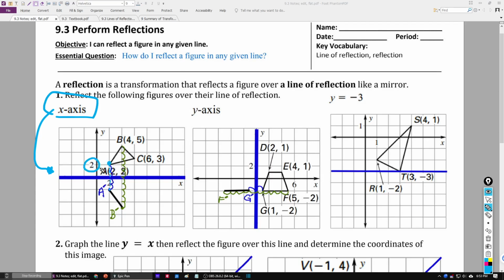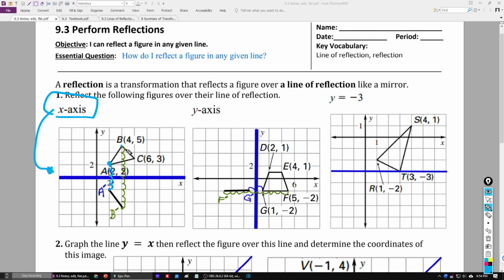And notice that each block is worth 2 units. Each block is worth 2 units. So I go 2 units toward the line of reflection, and therefore I need to go 2 units beyond that line of reflection. So A comes down here to A prime.